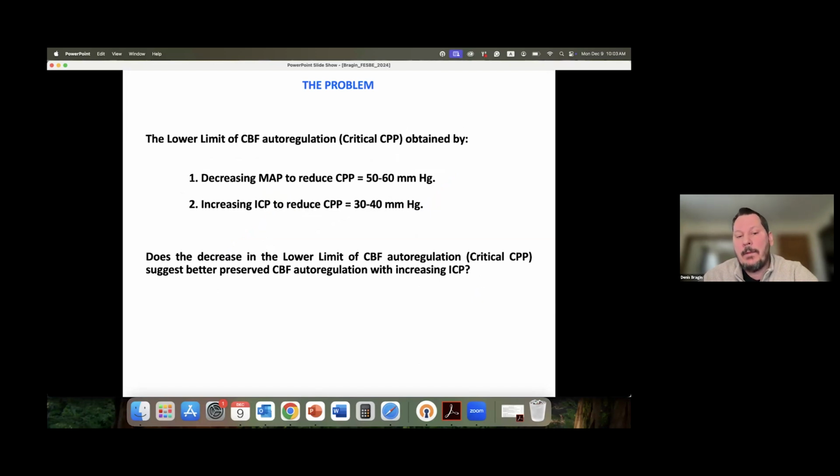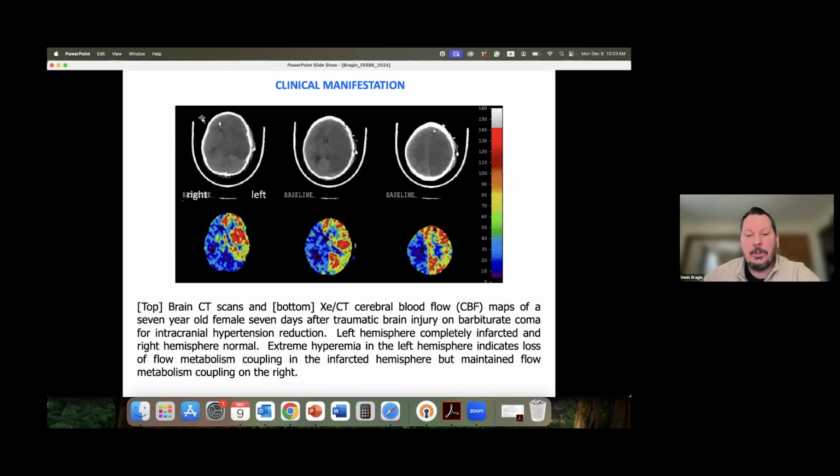And it suggests better preserved CBF autoregulation with increased ICP, which is ridiculous because ICP is a secondary pathological complication. And this is a clinical manifestation of this phenomenon.